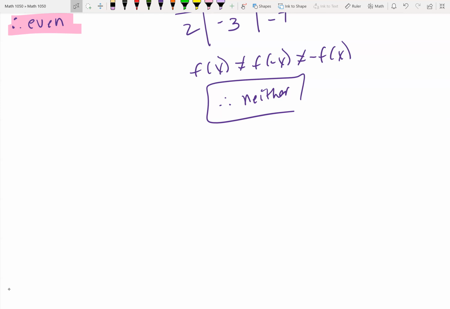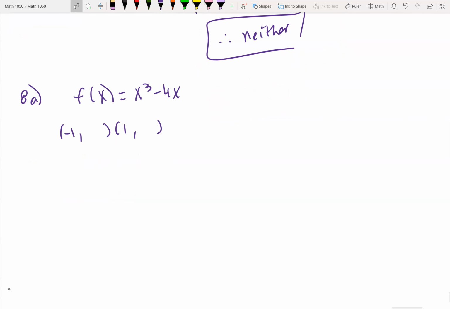Okay, number 8. Find the average rate of change. Here's your equation. And they want it from negative 1 to a positive 1. Average rate of change just means slope, but I can't find the slope unless I know the y's. So I'm going to come down here and go f of negative 1 equals, in parentheses, negative 1 to the third minus 4 times negative 1.